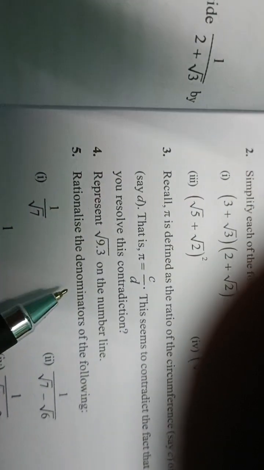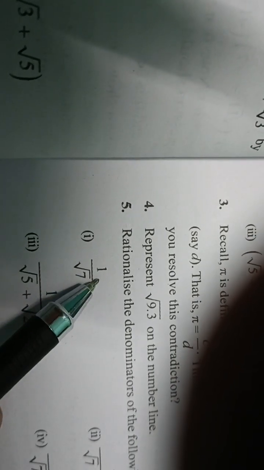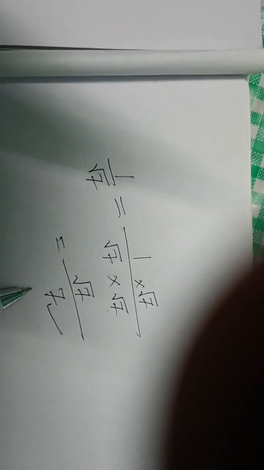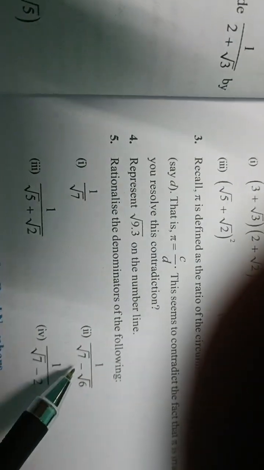Our question is: rationalize the denominator of the following. The denominator here is root 7, and the numerator is 1. So this denominator we are making a rational number, and that I have shown it here, clear. So same way, one more problem, question number 2.